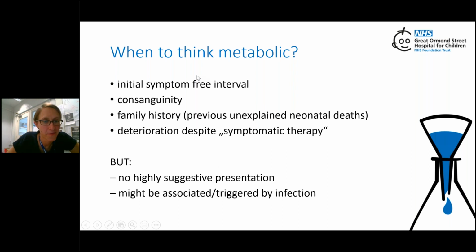But in general, there is this typical presentation of metabolic disorders, but the issue is that it's not a highly suggestive presentation, and often they are quite unspecific, and they can also be associated and triggered by infection. So hence, it's sometimes not so straightforward to decide when a presentation is metabolic or not. But the important thing is just to remember to do the appropriate investigations and keep them safe by giving them, for example, 10% dextrose.